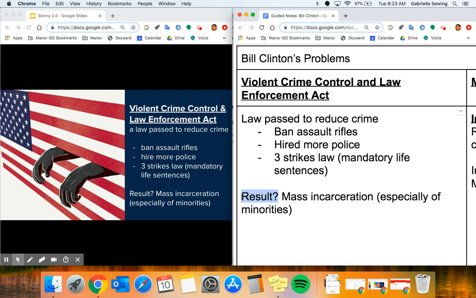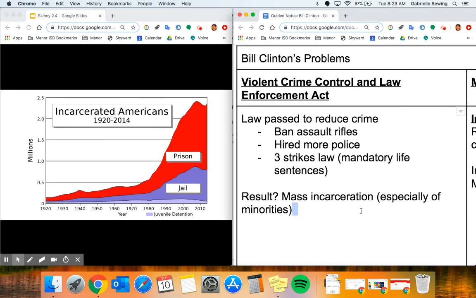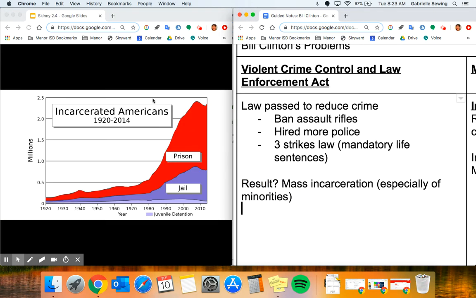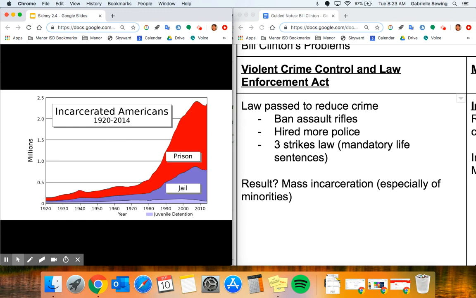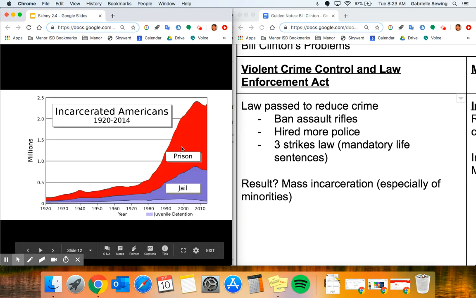The result of passing this law is called mass incarceration, right? Putting a mass of people behind bars, or being incarcerated. And this disproportionately affected minority people, mostly minority men. You can see from this graph, incarcerated Americans in prison or jail. My gosh, right? In the 80s, it's starting to increase. But in the 90s through the 2000s, right here is the Clinton presidency, the millions of people in prison and in jail just skyrockets.